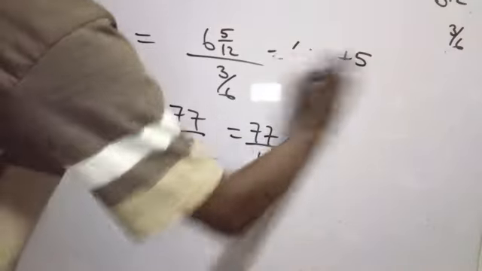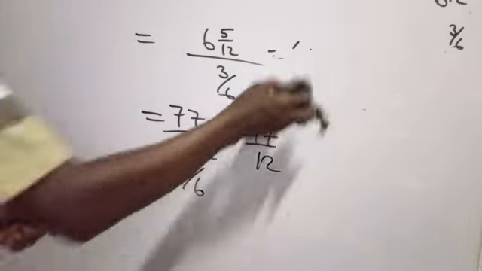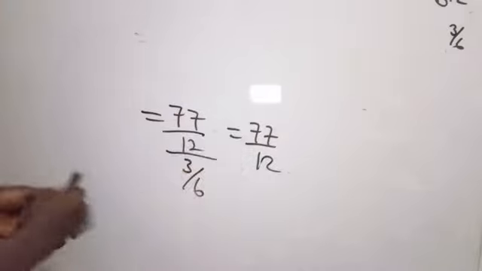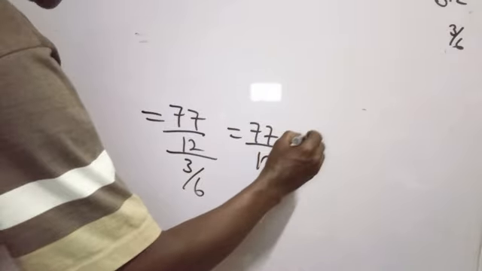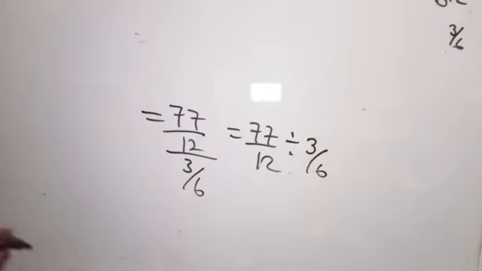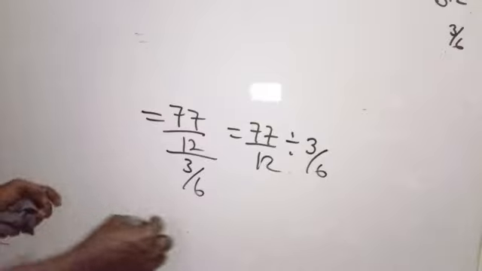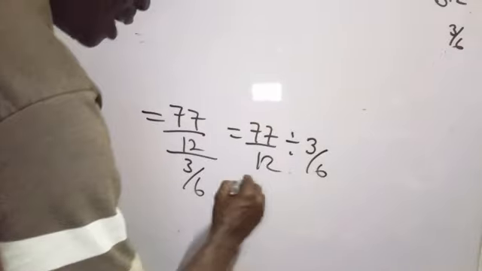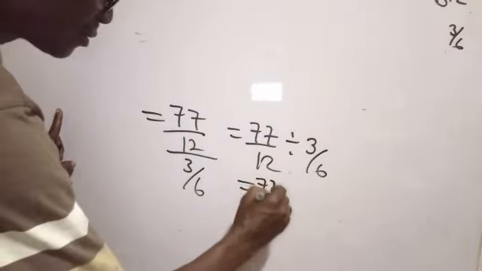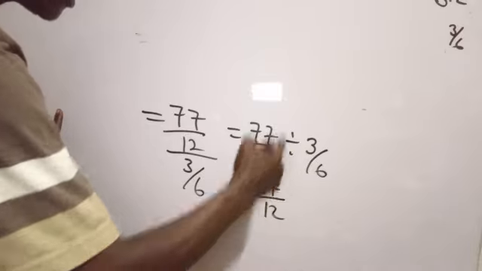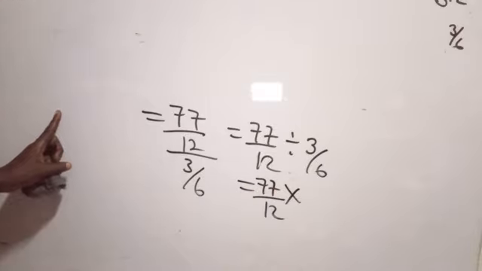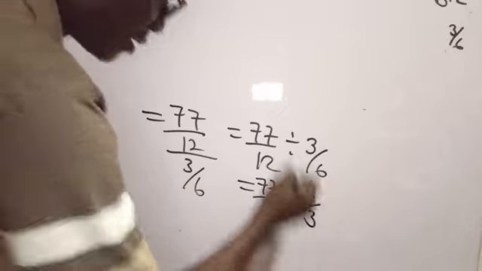Let me clean this now. We are done with that. Divided by 3 over 6. Okay, now 77 over 12 divided by 3 over 6. How do we solve that? It's beautiful. It's fine. It's easy. Now you are going to have 77 over 12. Division sign will change to times, multiplication. Then over 6 over 3.